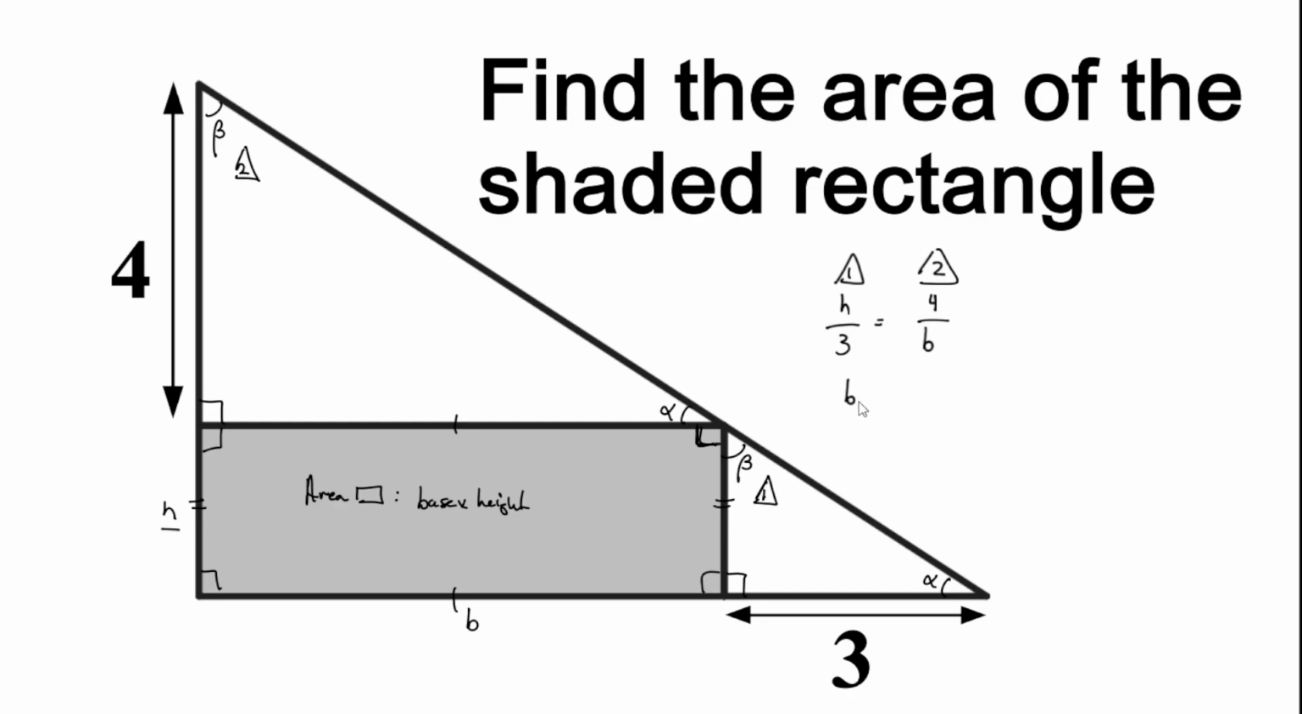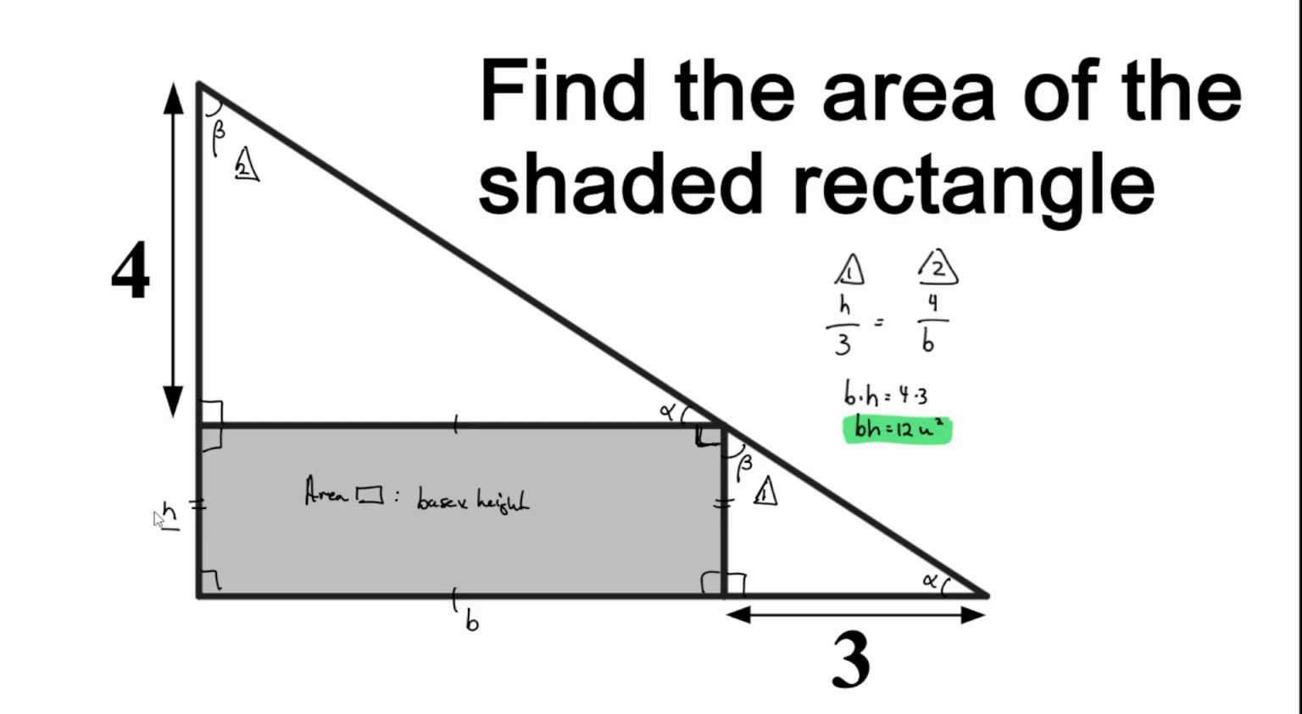Now we can do a little cross multiplication and move the denominators to the other side. So then we'll get the base times the height is equal to 4 times 3. So base times height is equal to 12. And base times height is exactly how we find the area of our rectangle. So therefore, the area of the shaded rectangle is equal to 12 square units.